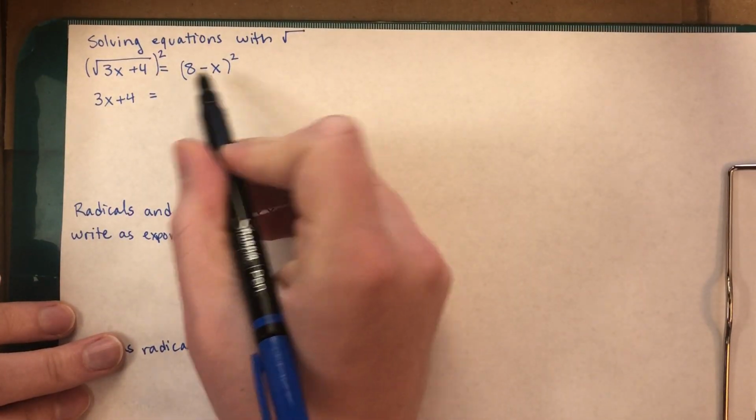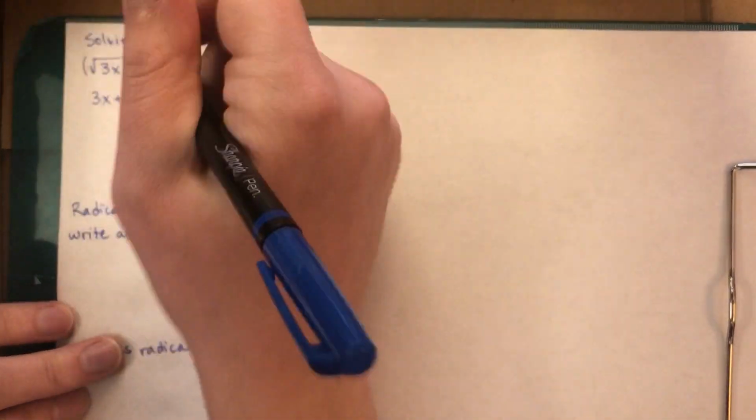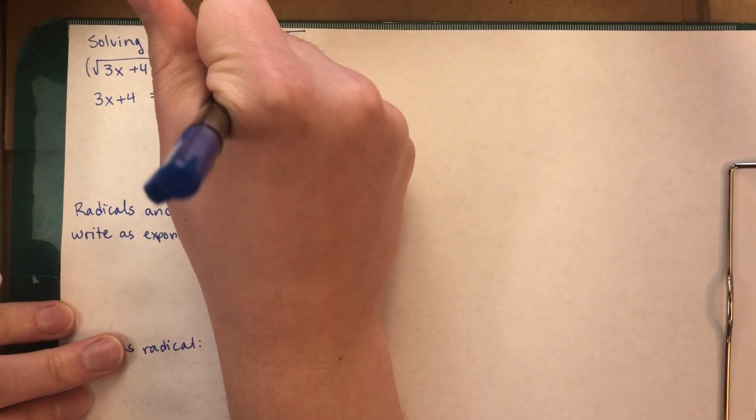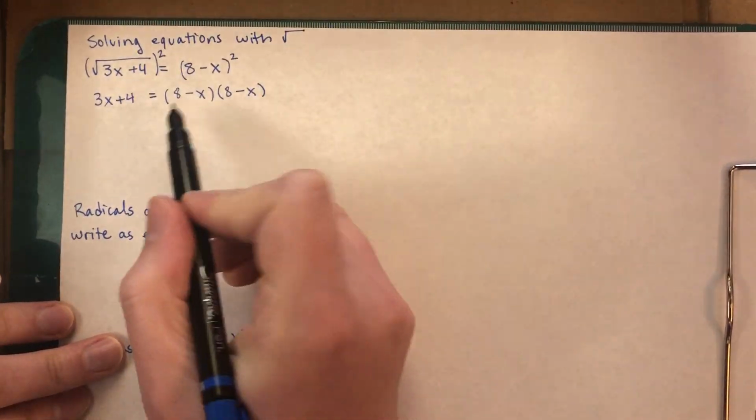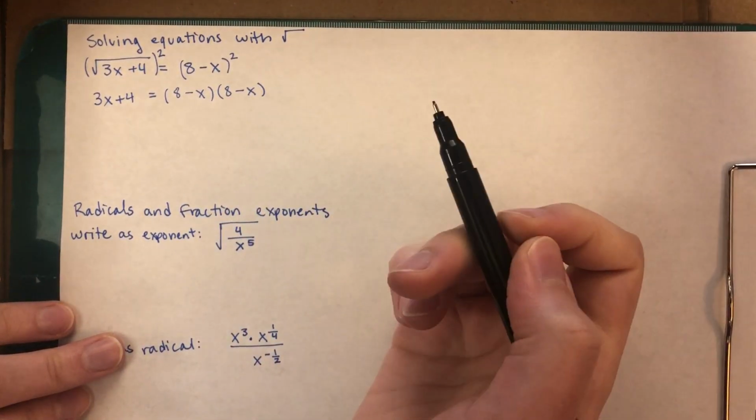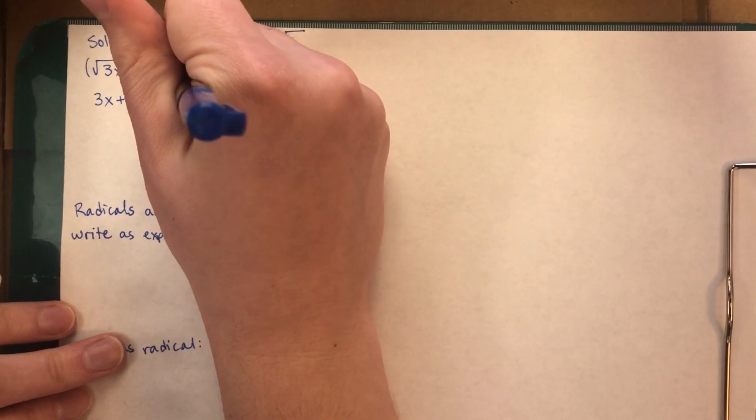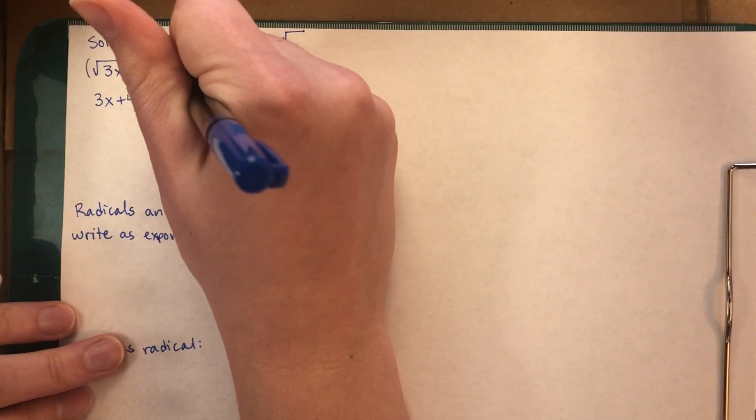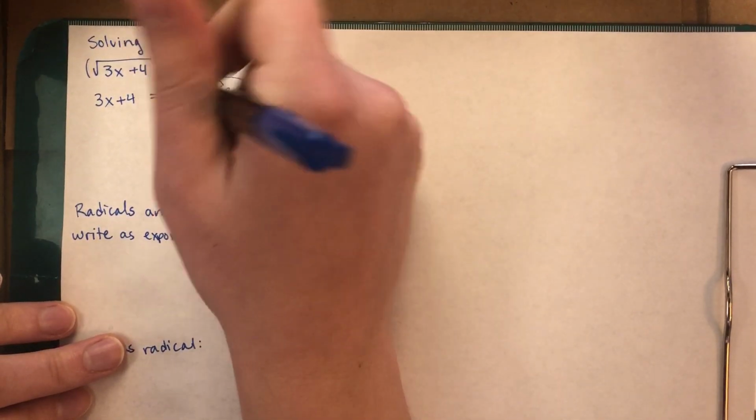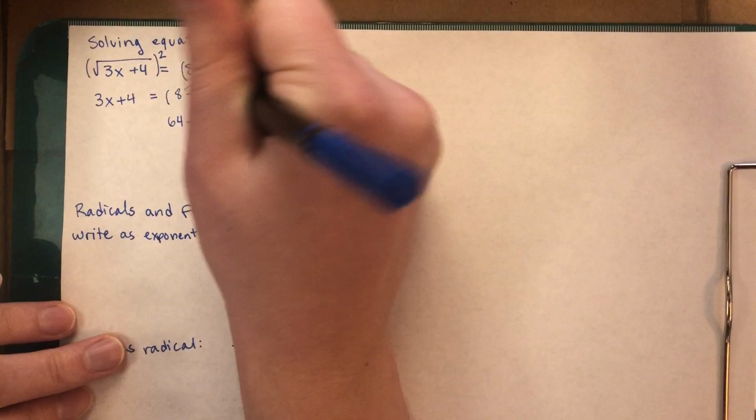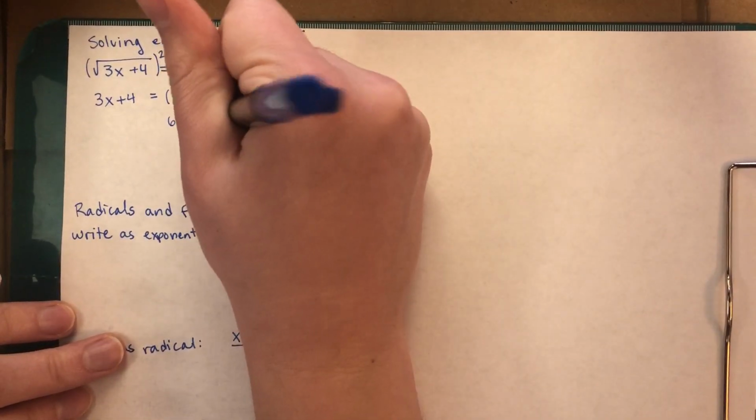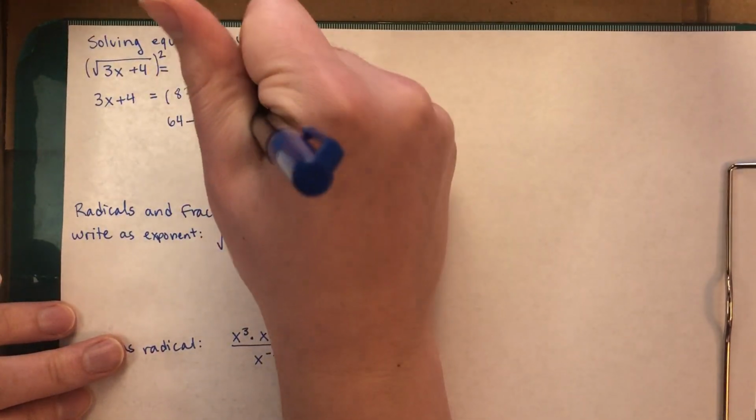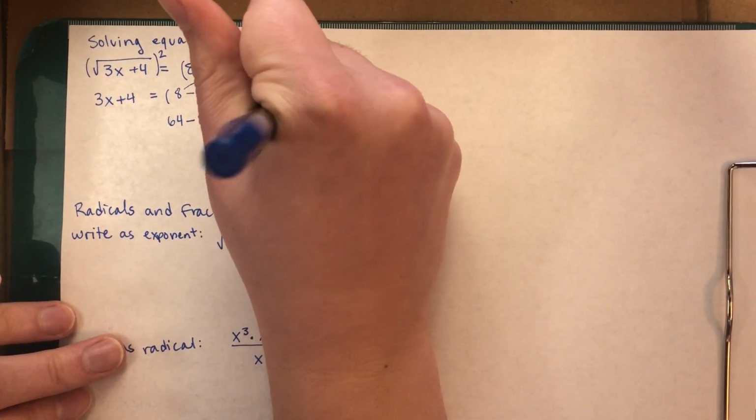And then on this side, when I have this thing written squared, that's the same thing as writing it twice. So when I write it like this, you can probably see that we need to distribute this out. So 8 times 8 is 64. 8 times negative x would be minus 8x. The inside terms give me another minus 8x. And the outside terms give me plus x squared.